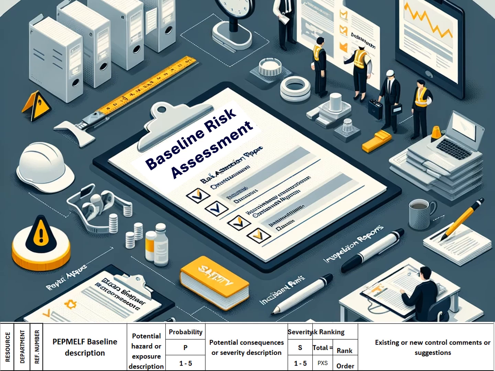Preparation involves gathering all existing information on hazards, incidents, and the efficacy of current control measures. This documentation could include previous risk assessments, incident reports, safety audits, and inspections. It is also important to consult with workers and safety representatives, as they offer invaluable insights into everyday risks and the reality of safety procedures' effectiveness.